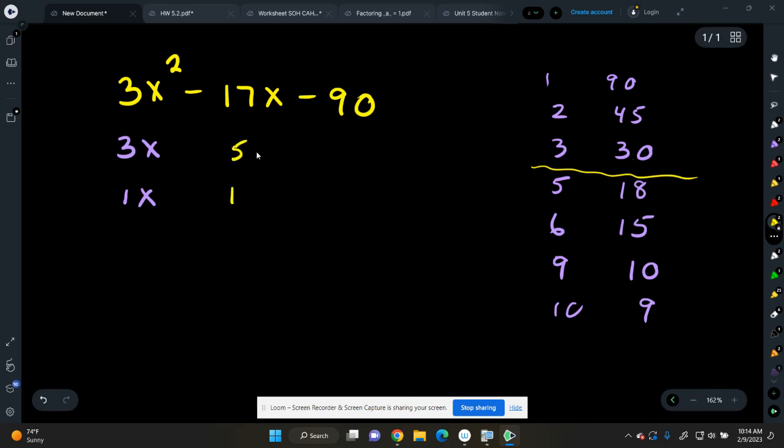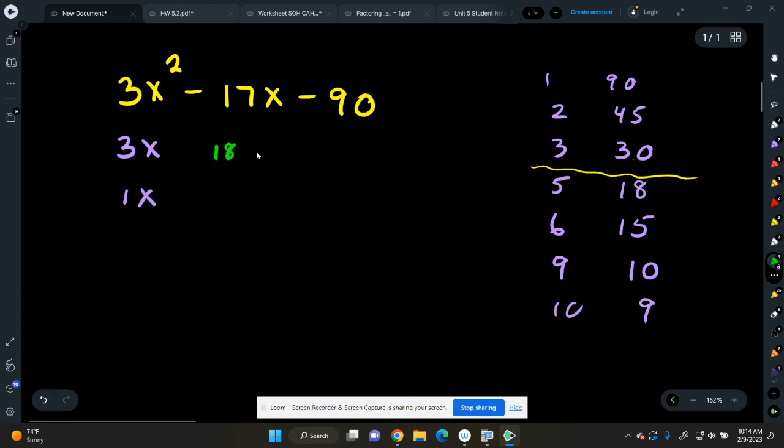Right, 5 and 18, one of them has to be negative. Now, because this is negative here, I'm going to choose the larger number. And without even multiplying that out, I know it's not going to work, because I'm only going to subtract 5, add 5 to it. This is going to be much too big. So I know that's not going to work. Okay, so you have to think a little bit. You have to use your brain.